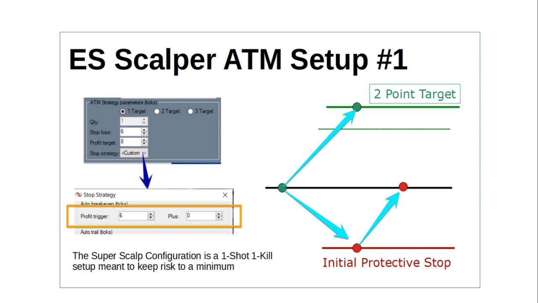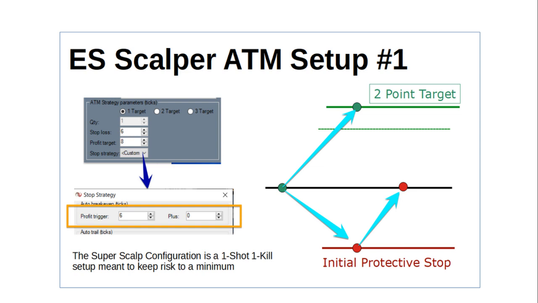You just might have to do it a little different in the different platforms. But everything is fairly basic, and if you're using TradeStation or Thinkorswim or one of those other platforms, you should be able to easily set this stuff up. Okay, now the first setup we want to look at is the super scalp configuration. It's a one shot, one kill setup. It's designed to keep the risk really low and then hit your targets that you're going for.